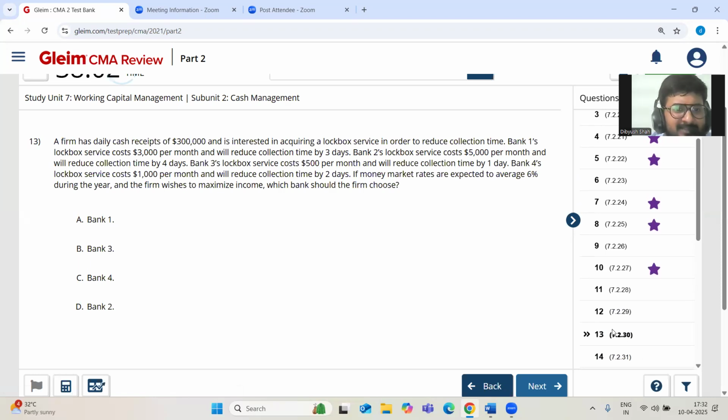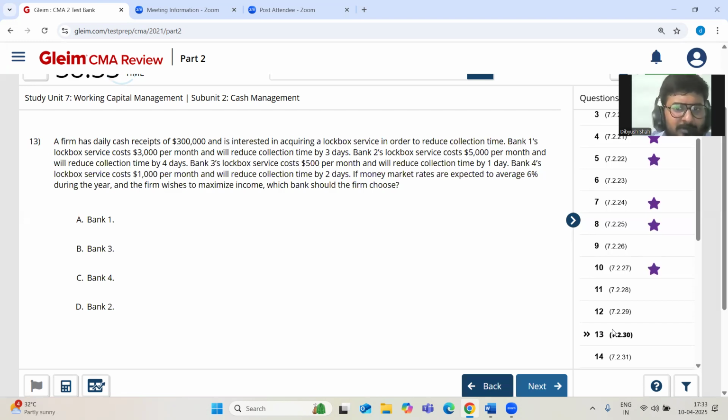Bank 1's lockbox system will cost 3,000 per month and will reduce collection time by 3 days. Bank 2's lockbox system will cost 5,000 per month and will reduce collection time by 4 days. Bank 3's lockbox system will cost 500 per month and will reduce collection time by 1 day only.